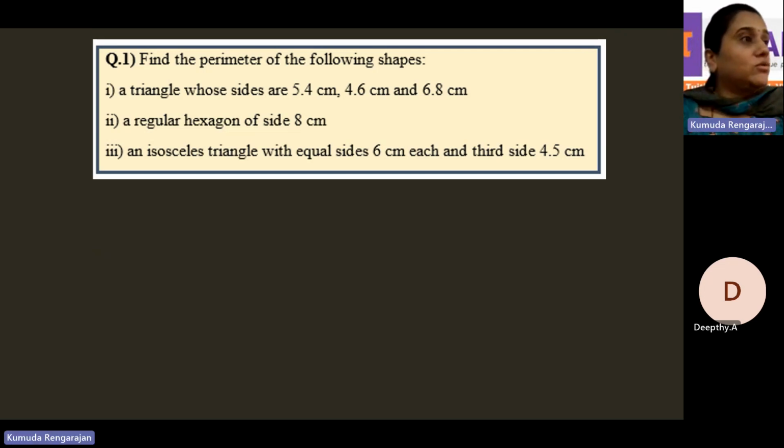Yes, children. So today we are going to revise this chapter called mensuration or perimeter and area. All right?